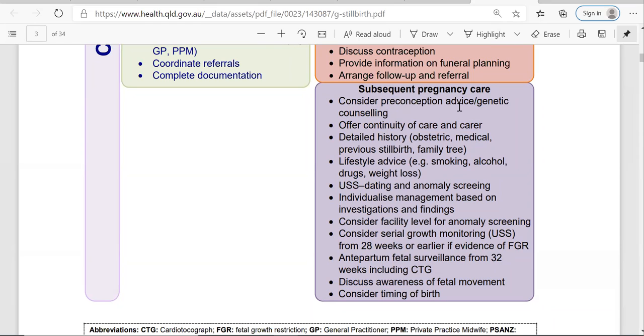So consider preconception advice or genetic counseling, offer continuity of care, detailed obstetric history of the parents, lifestyle modification, ultrasound dating and anomaly screening in the initial trimester, consider facility level for anomaly screening. That means do the anomaly screening. Consider serial growth monitoring from 28 weeks if evidence of fetal growth restriction in this pregnancy.